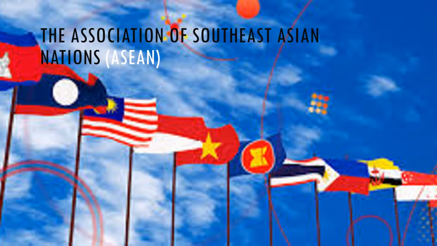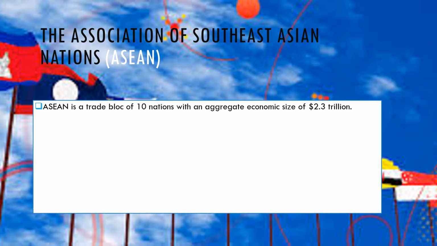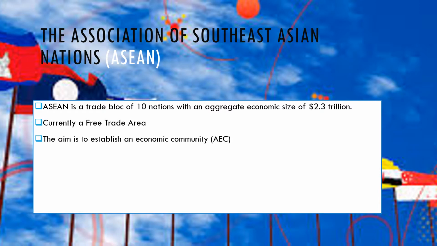So we looked at the EU. A couple of other ones we should be aware of. The first one is the Association of Southeast Asian Nations. And this is a bloc of 10 nations with an economic size of $2.3 trillion. It's currently a free trade area, although there are plans to establish an economic community.